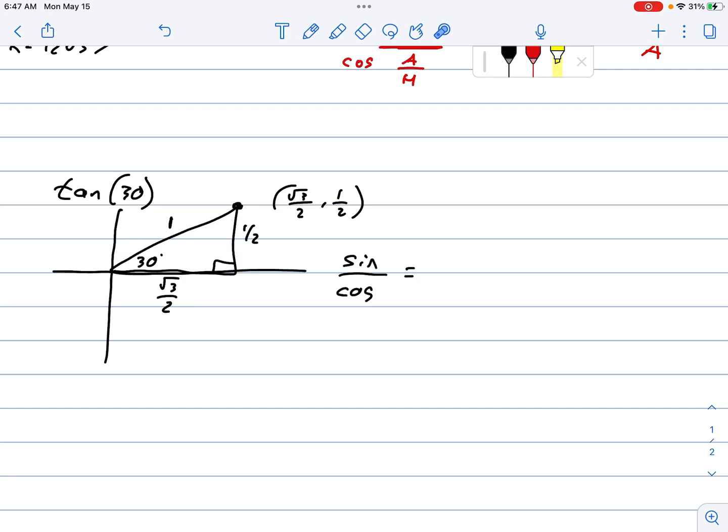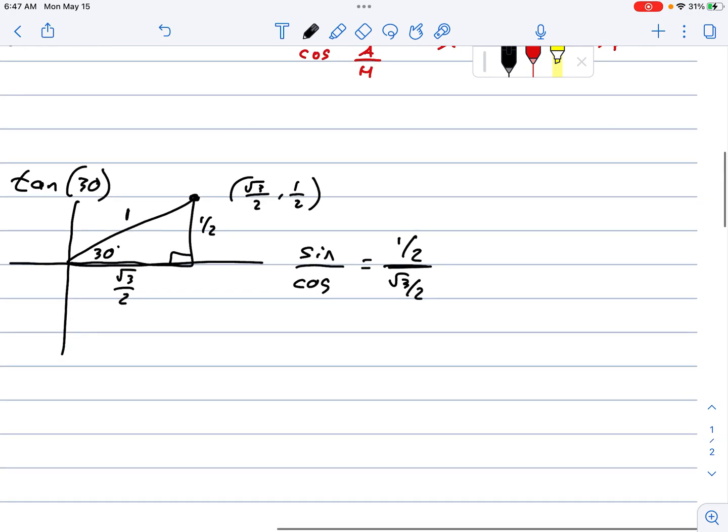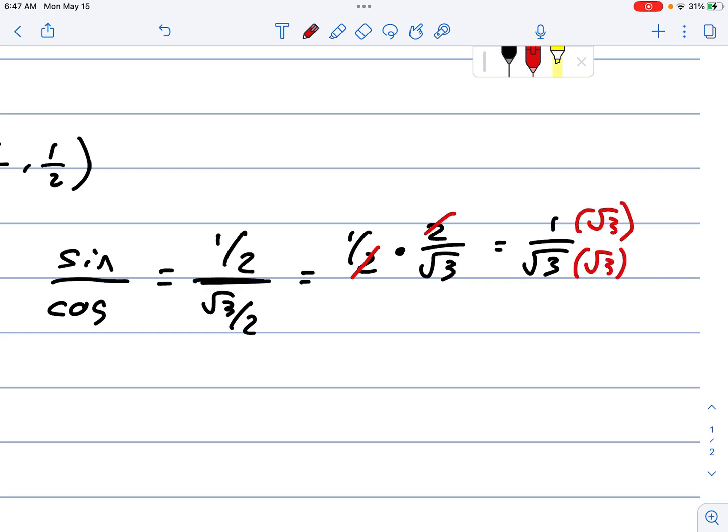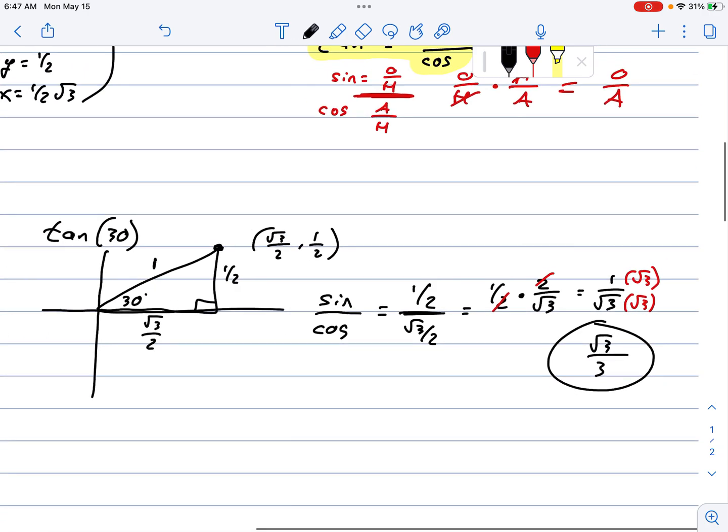(x, y) is (cosine, sine). Sine is my y value. Cosine is my x value. I multiply by the reciprocal. My 2's go away. And then unfortunately, because it's always kind of shown like that, we're going to rationalize this. So, a lot of steps for this one, which is why I'm showing this one. And I get radical 3 over 3 as my answer for tangent of 30.